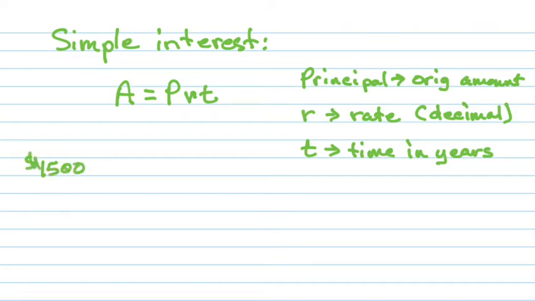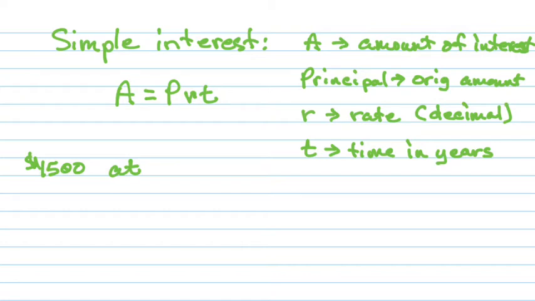$1,500. Wait, so what does A stand for? A is the amount you're going to earn. That's the amount of interest. I'm sorry. I didn't put that on there, did I? A is the amount of interest. Thank you for that. Amount of interest. So it's going to tell you how much you're going to earn. So this isn't going to be like with the increase or decrease where it gives you the total amount at the end. It's just going to tell you the amount of interest you get.